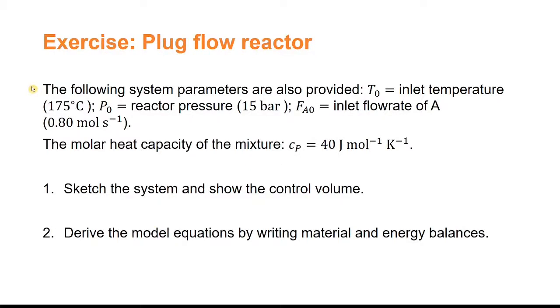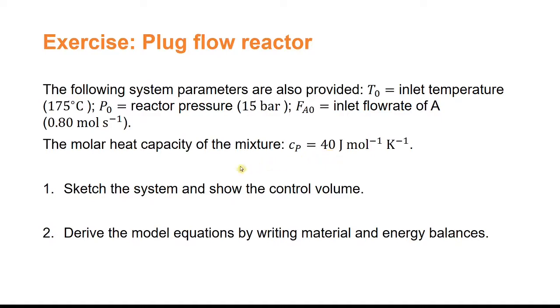Here is more information about the system. We are provided the inlet temperature of 175 degrees Celsius, and the reactor pressure is assumed to be constant at 15 bar, and the inlet flow rate of A is 0.8 mole per second. We are also given the molar heat capacity of the mixture, which in this case was assumed independent of composition and temperature. Therefore, it is uniform along the reactor.